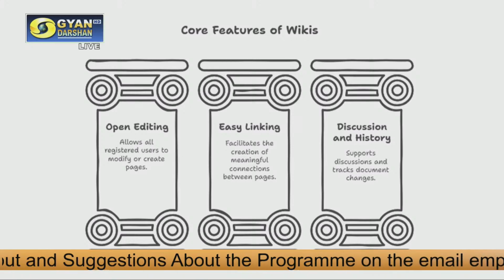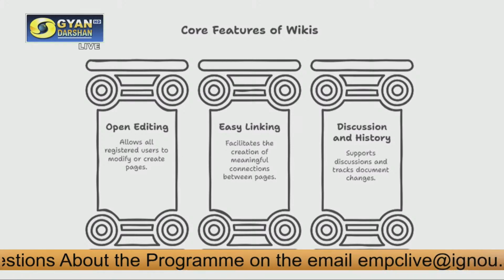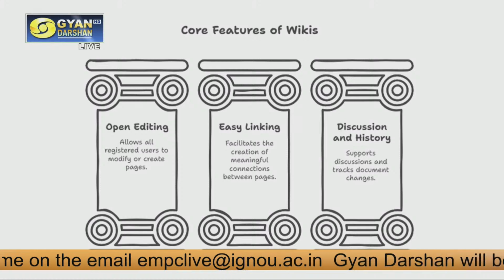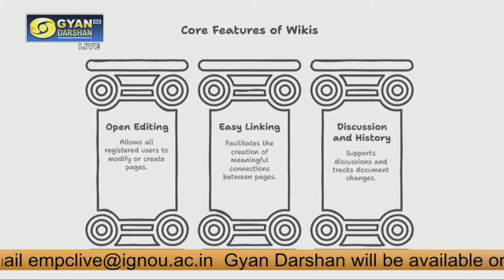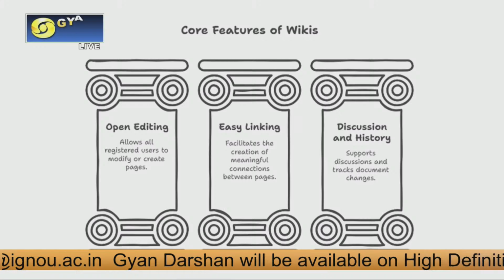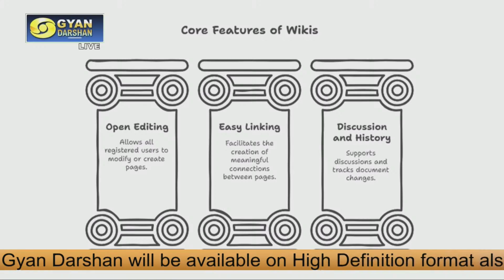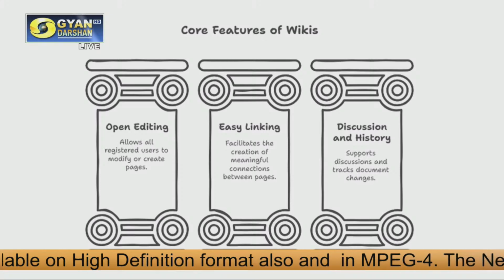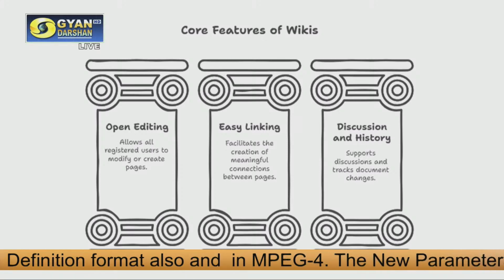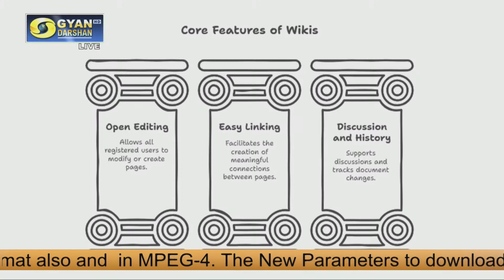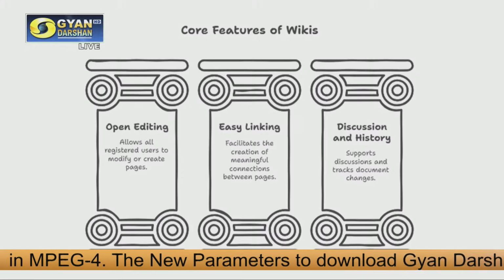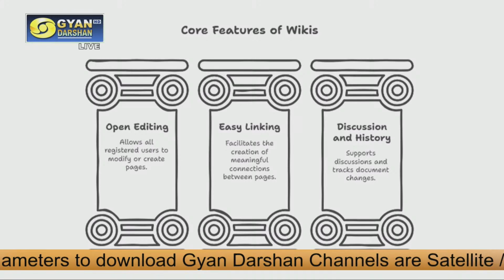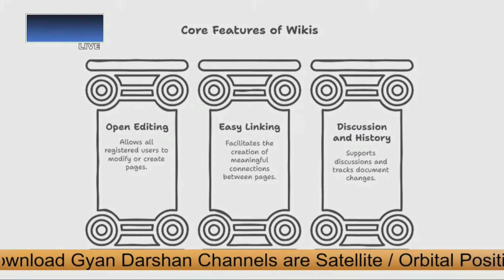So the core features of Wikipedia is that it provides open editing. That means it allows all registered users to modify and create pages. Apart from this, the content is easy to link with. That means it facilitates the creation of meaningful connections between pages. Whatever one writer has done and what another writer has done can be easily connected, and the discussion and history forum is quite excellent in the case of Wikipedia, and it supports discussion and tracks document changes. Wherever some amendments or changes are done, they can be easily tracked with the help of the wiki software.